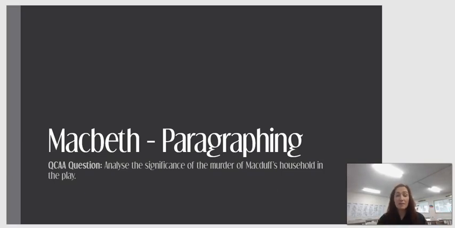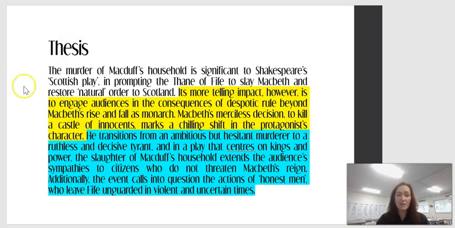But look, really it's just about making sure you give evidence and explain it. Give evidence and explain it. So let's go through. So here's their introductory paragraph. The thesis is in yellow, and the yellow bit is good. So basically, they've got us straight into the topic. The murder of Macduff's household is significant in prompting the Thane of Fife to slay Macbeth and restore natural order.